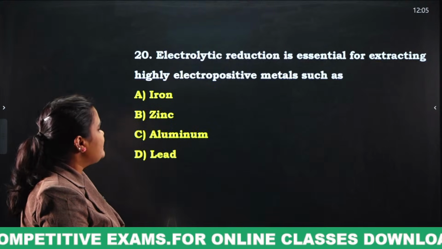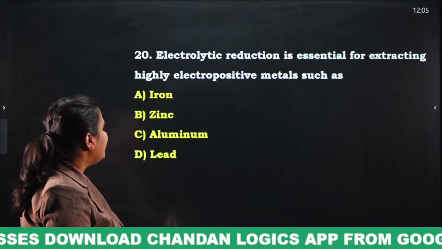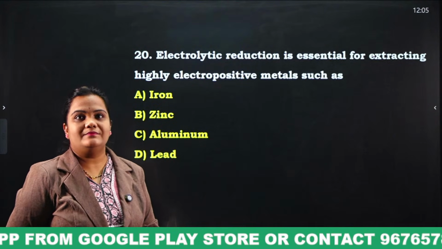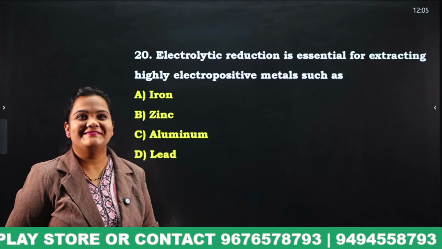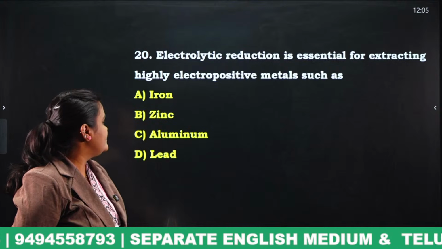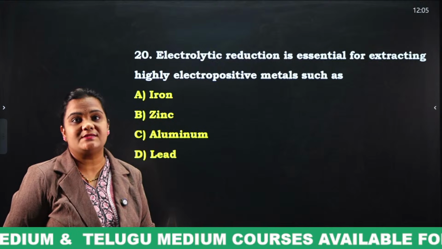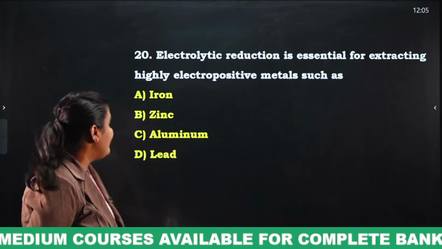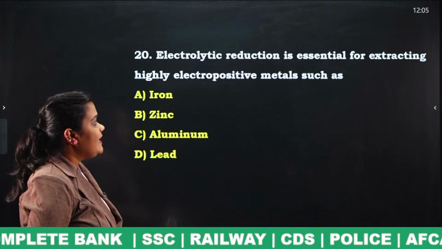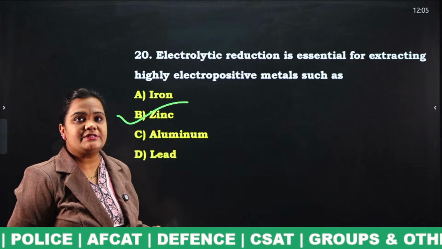Electrolytic reduction is essential for extracting highly electropositive metals such as iron, zinc, aluminium, lead. Okay. What is the answer for this question? Copper, poling process. Okay, copper for poling process. And what is the answer for this question? Electrolytic reduction is essential for extracting highly electropositive metals such as zinc. Okay. Next.